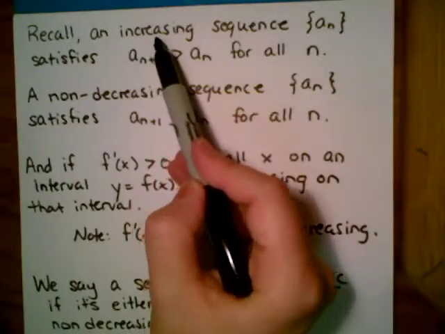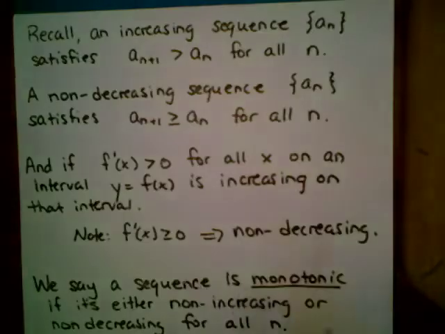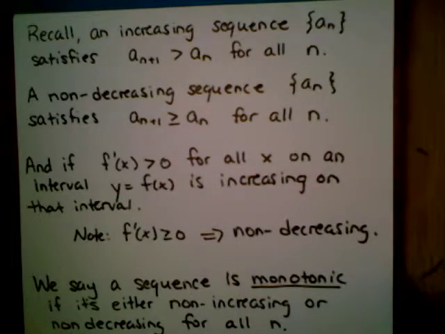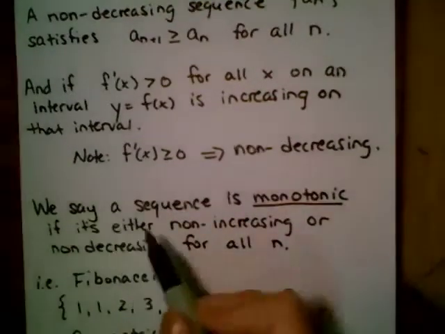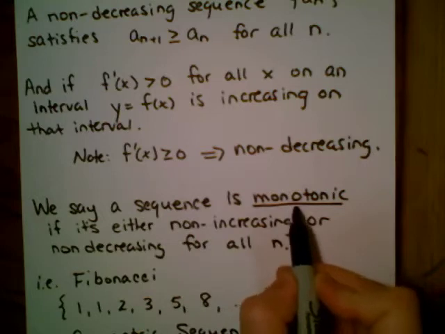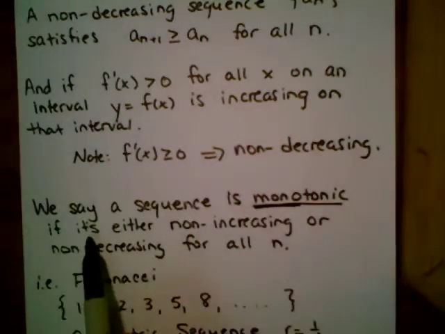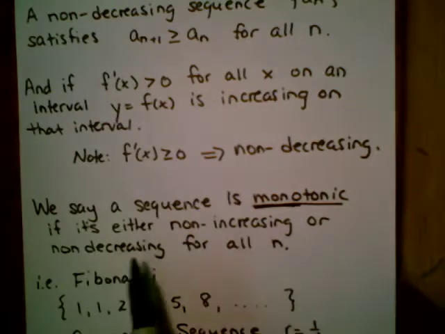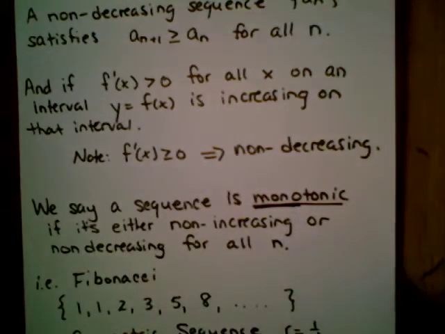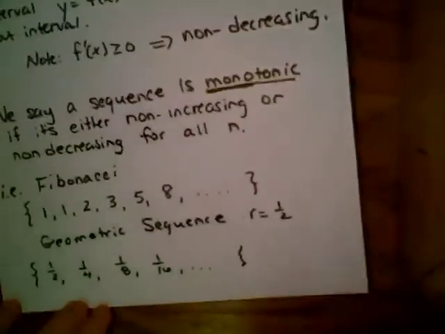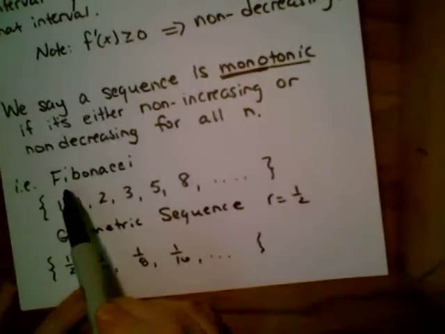The vocabulary words decreasing and non-increasing are defined similarly, and we would say that a sequence is monotonic, mono meaning one, having one property, if it's either non-increasing or non-decreasing for all n. And two quick examples that wouldn't take much proof.